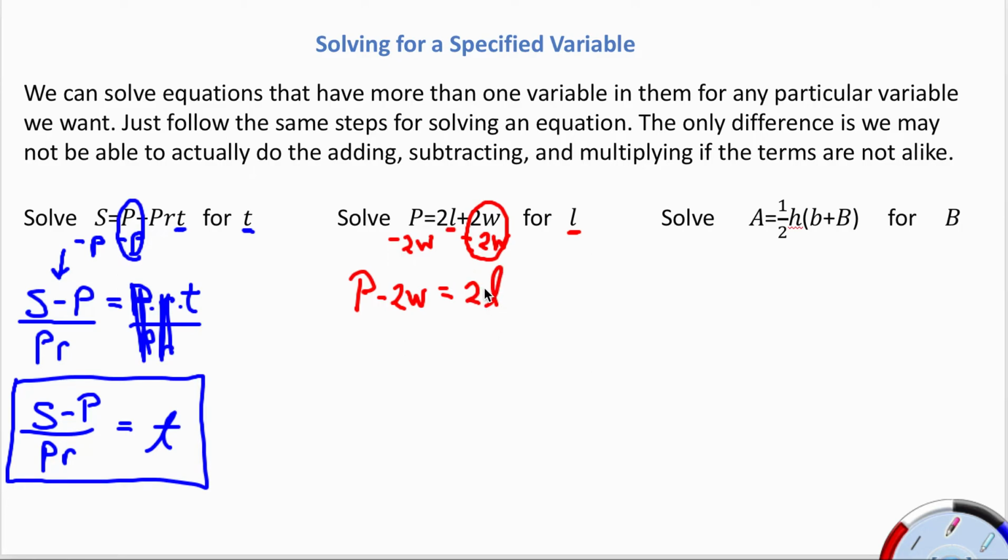Okay, now undo whatever's being multiplied to your variable, the entire side, because I can't do the individual math, right? These 2's will not cancel, not with a plus or minus between them. So I'm just going to leave it p minus 2w all over 2 equals L.